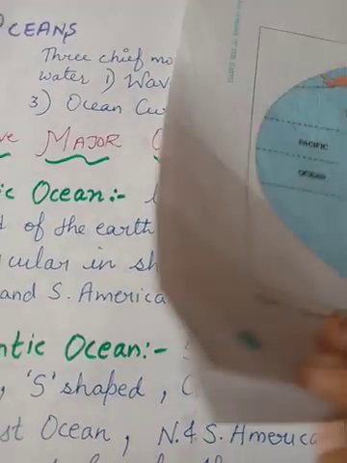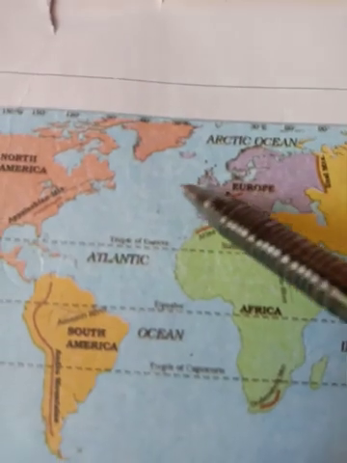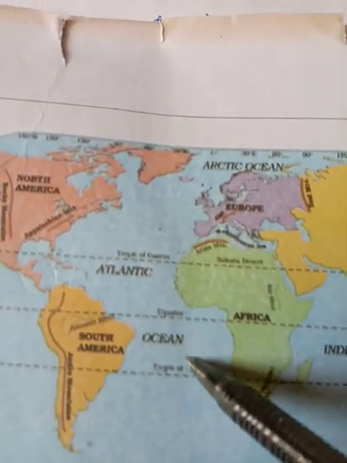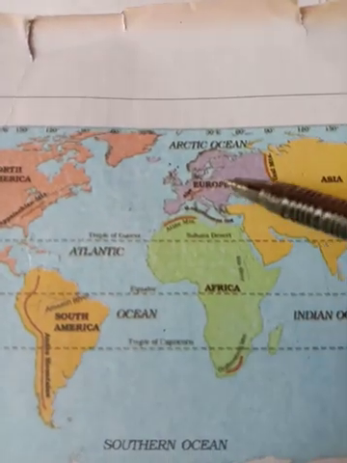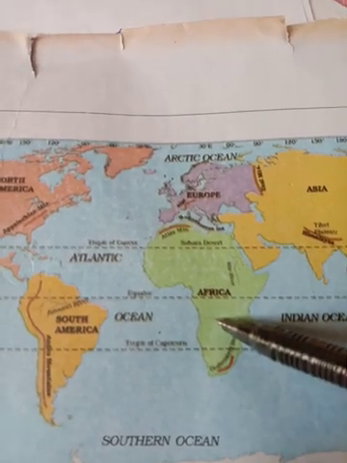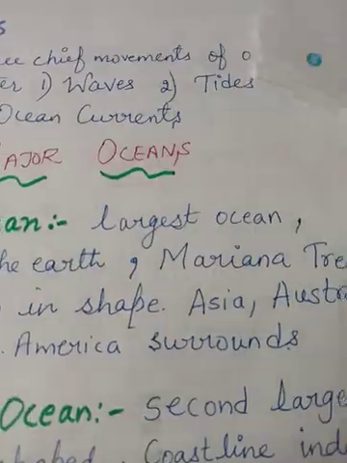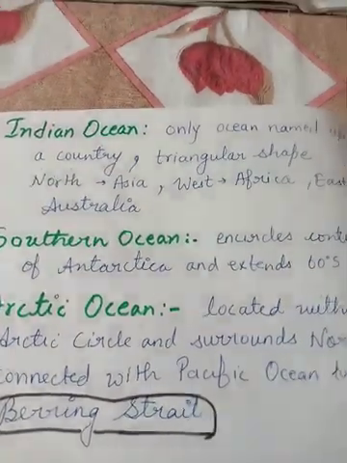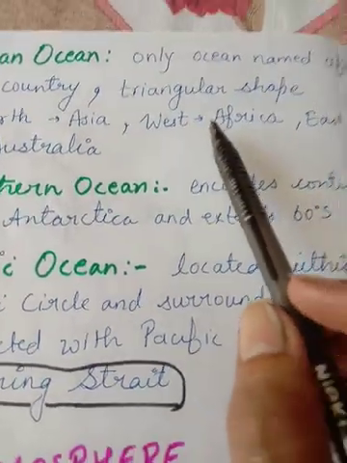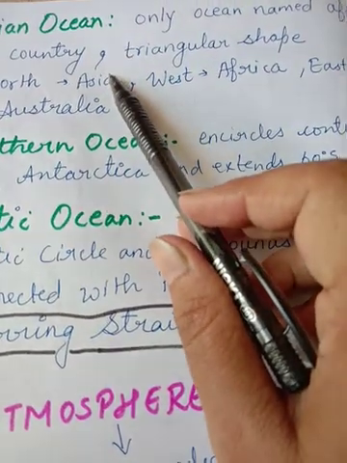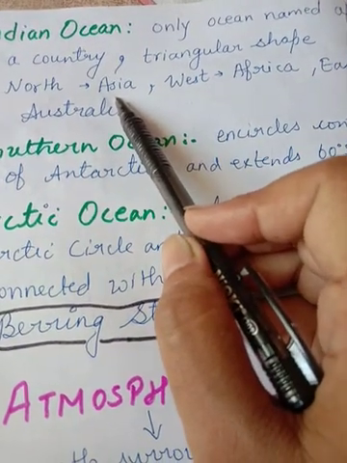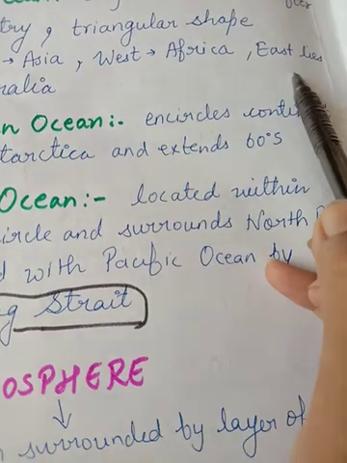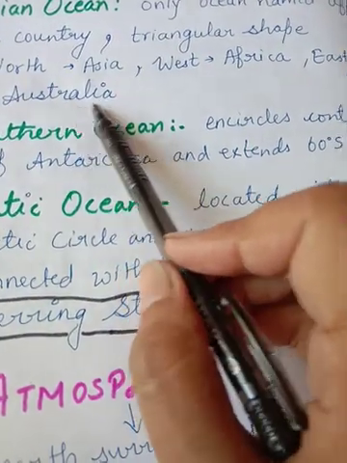So let us have a look at the Atlantic Ocean. This is the Atlantic Ocean. See, it is the S-shaped ocean. On the west, it is surrounded by North and South America, and on the east by Europe and Africa. So the next ocean we are going to cover is the Indian Ocean. It is the only ocean which is named after a country. Its shape is triangular. In the north it is surrounded by Asia, in the west by Africa, and in the east lies Australia.